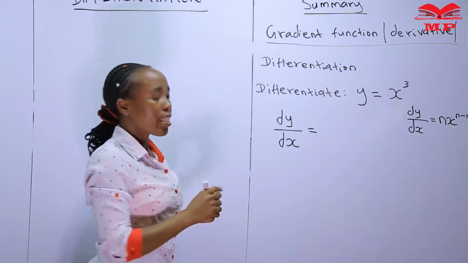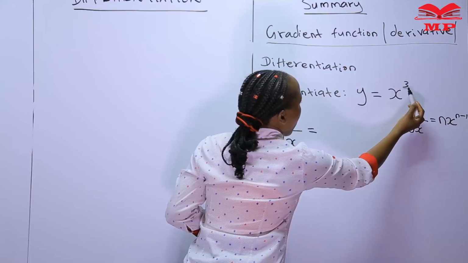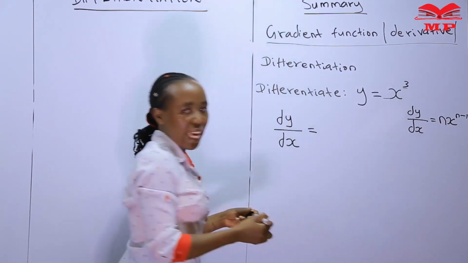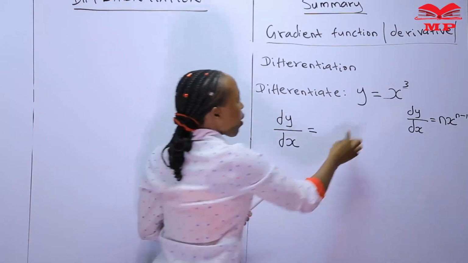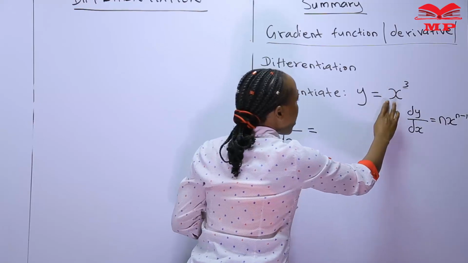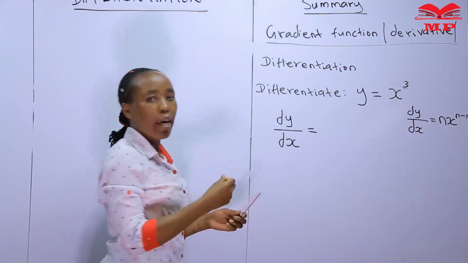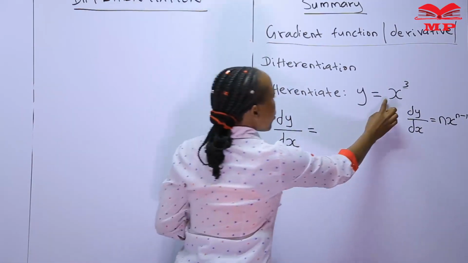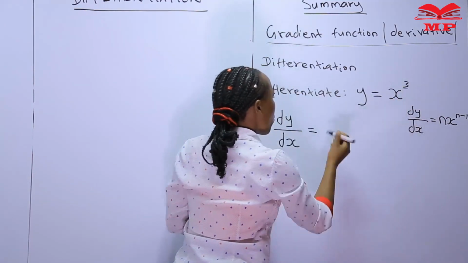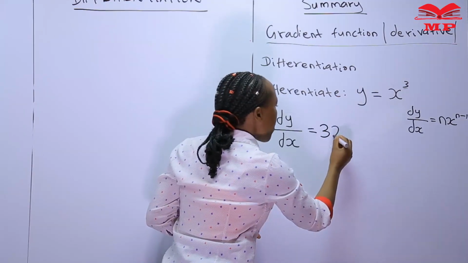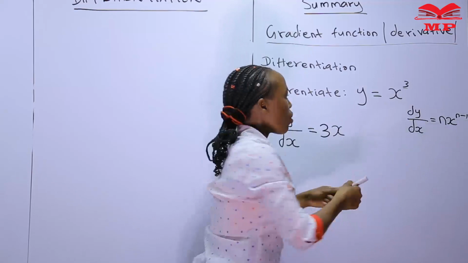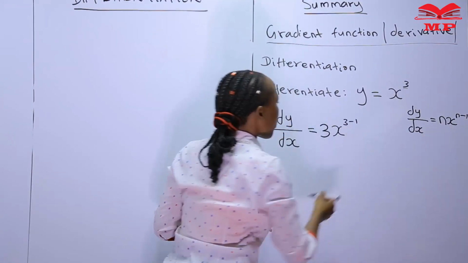So in this case, we take the power of x, we multiply by the coefficient of x. In our case here, the coefficient of x is 1. When we have 1, we don't even need to write it, because 1 multiplied by a number is equal to the number. So we multiply 3 by 1. So we have 3. Then we have x. Then this power, we subtract 1. So we have 3, we subtract 1.